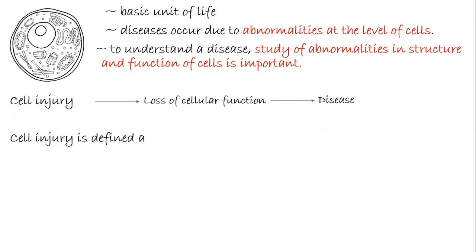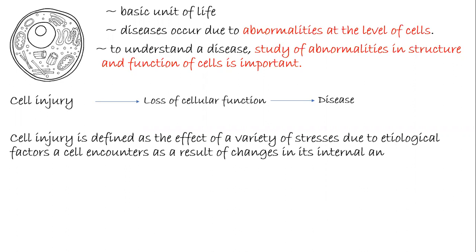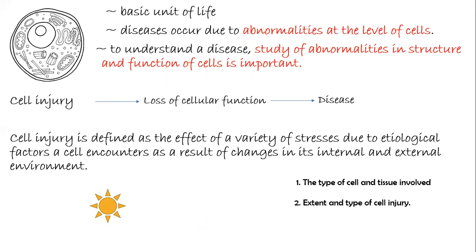Cell injury is defined as the effect of a variety of stresses due to etiological factors a cell encounters as a result of changes in its internal and external environment. Suppose this is a cell, this is an external factor. The cell undergoes some changes and the cell gets degraded. The cell injury depends on the type of the cell and the tissue involved and extent and type of the cell injury. Now we'll take a look towards the type of cellular responses.